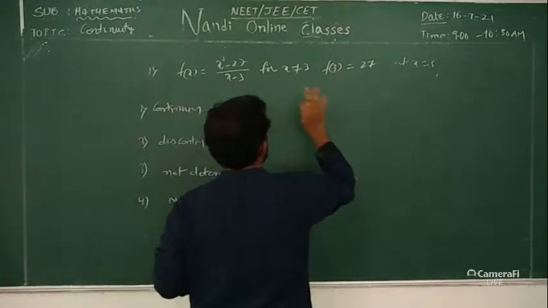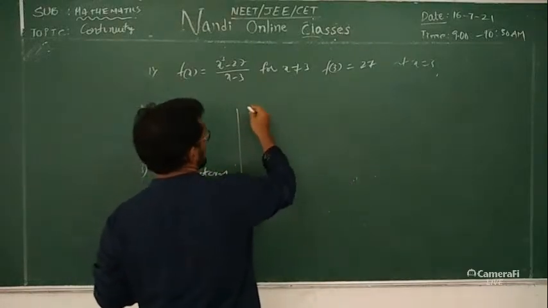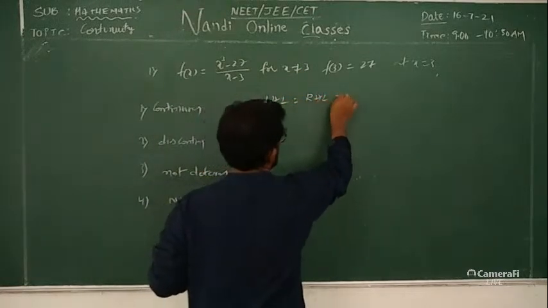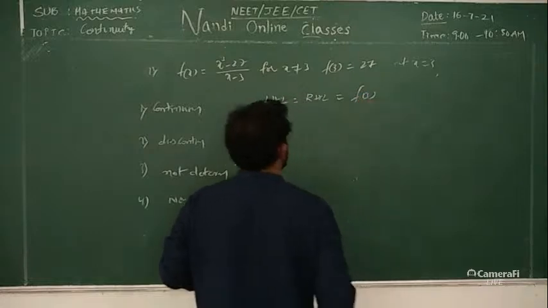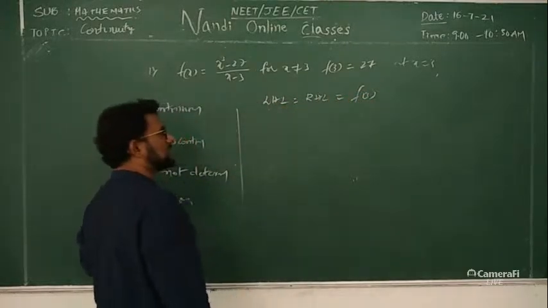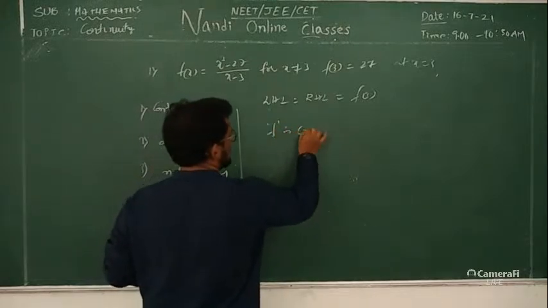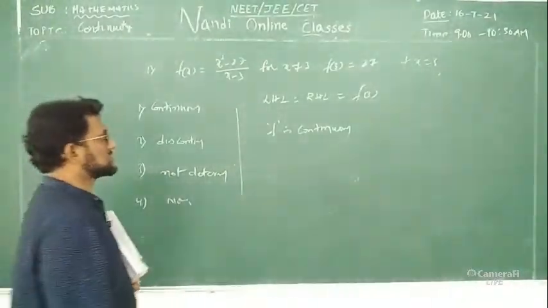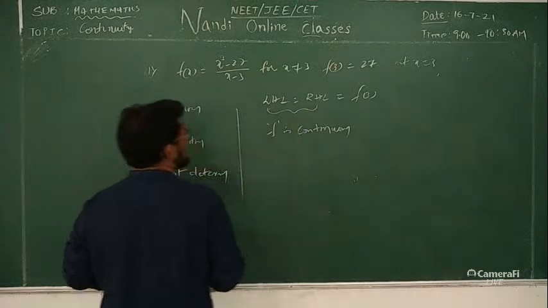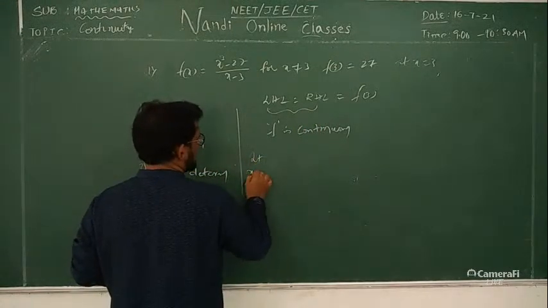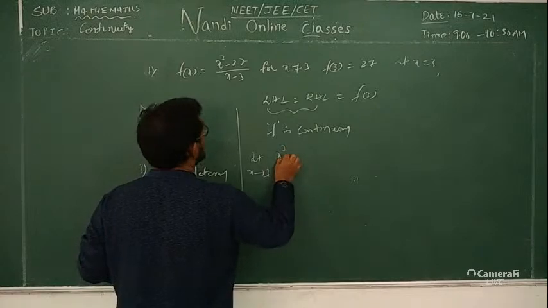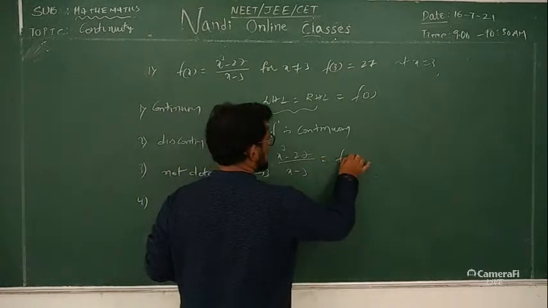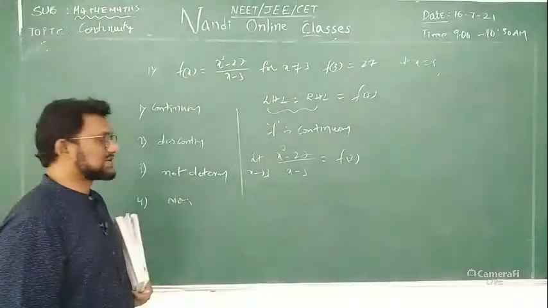Functional value is given. If it is a continuous or not, what should be this thing? The condition is LHL and RHL is equal to functional value. All these three values are equal to each other, then we can declare f is continuous. So LHL and RHL both should be calculated, it is nothing but just the limit value. If you try to calculate, x tends to 3, x cube minus 27 divided by x minus 3. This value, if it is equal to f of 3, then we can say that it is continuous.